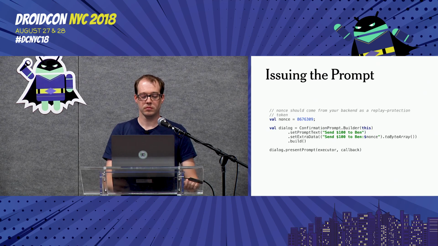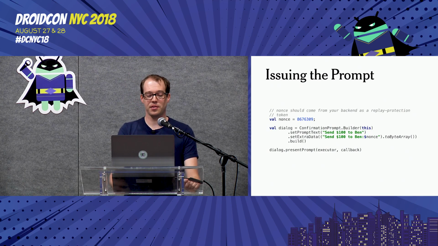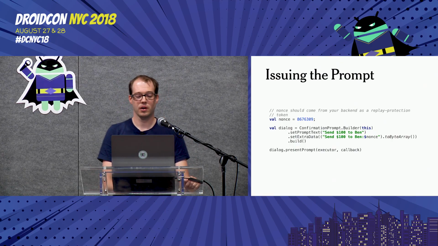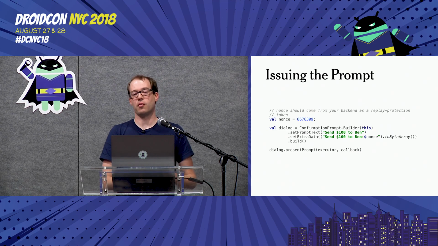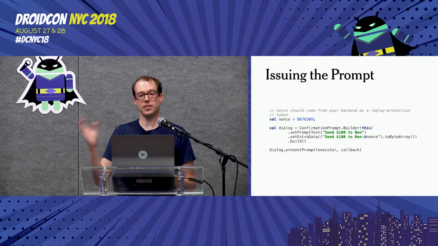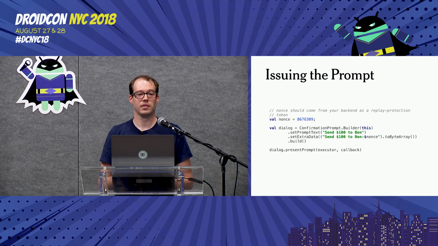So you'd issue the prompt. In this case, you probably want to get a nonce from your backend or your service and use that as a replay protection token. You're going to go ahead and set the prompt text. This is going to be what's displayed on the screen: Send $100 to Ben. You also have a set of extra data. That's a way that you can validate in your own code the transaction you're doing. So we're just going to take that same prompt and add the nonce, and we'll use that for making sure that we're not replaying a transaction.